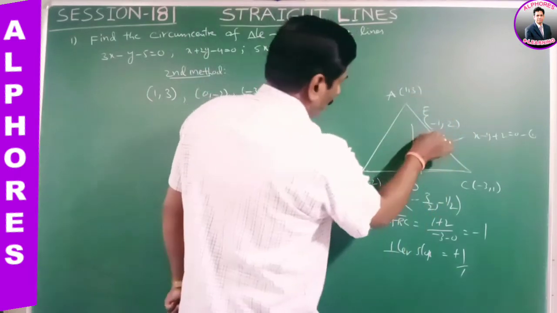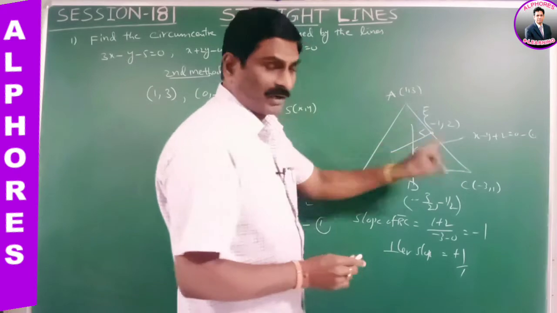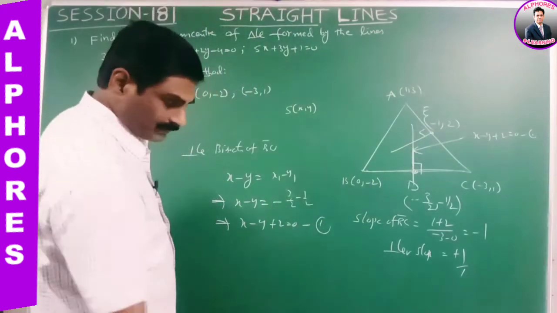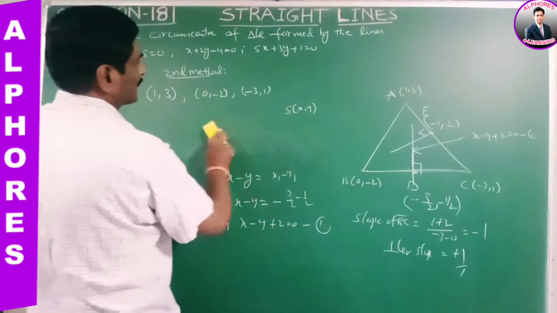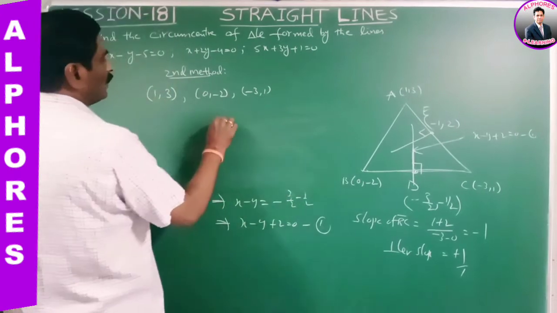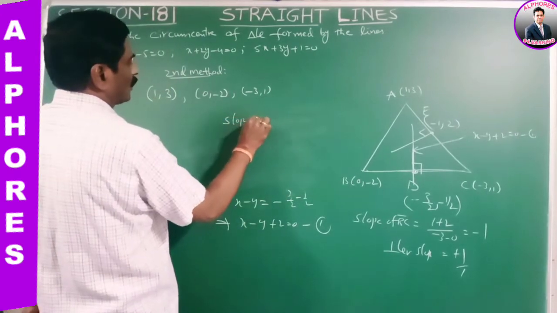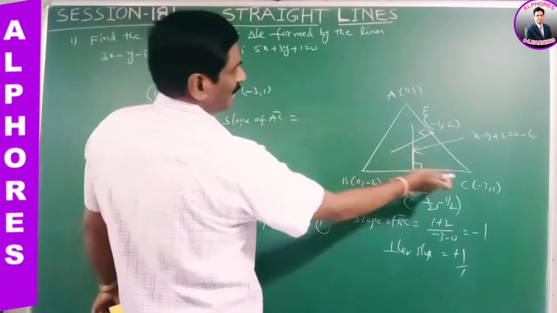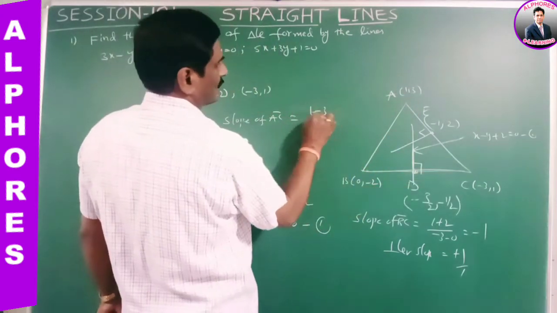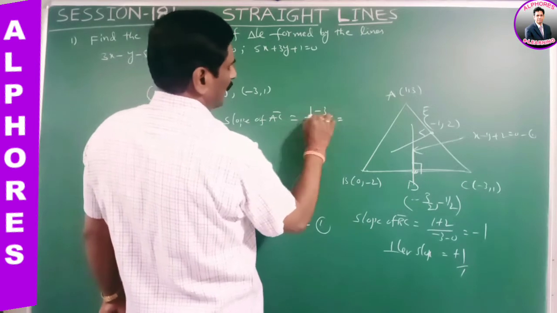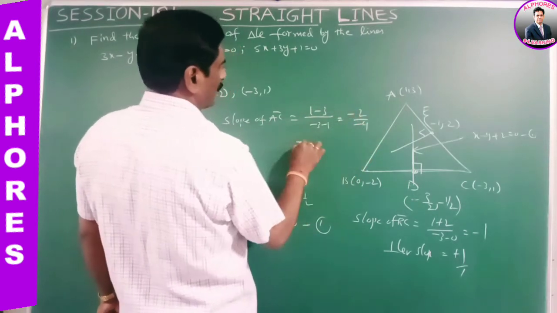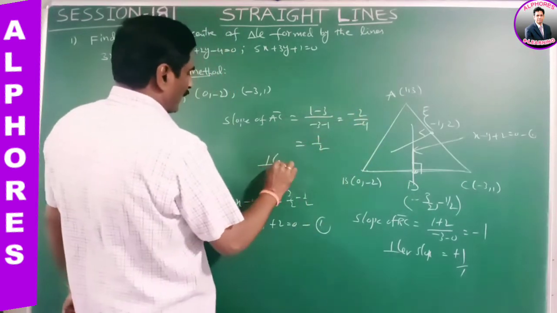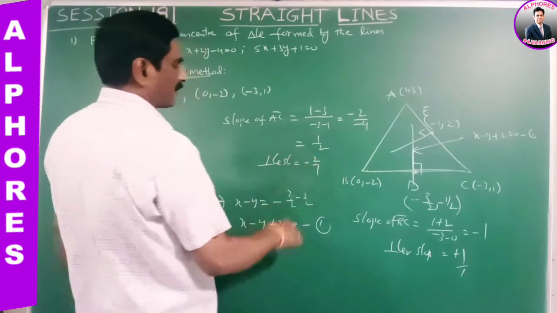The perpendicular bisector is perpendicular to AC. What is the slope of AC? The slope of AC is (y2 - y1)/(x2 - x1), which is (1 - 3)/(-3 - 1), that is -2/-4, which equals 1/2. What is the perpendicular slope? The perpendicular slope is -2/1.